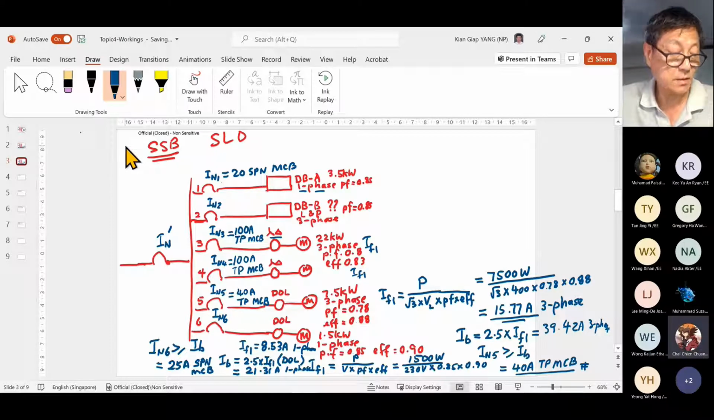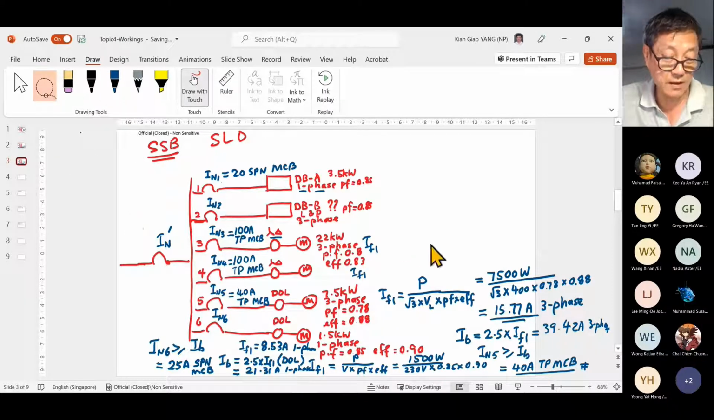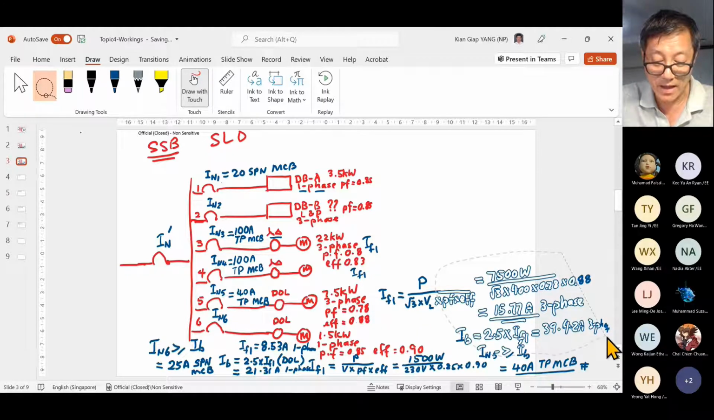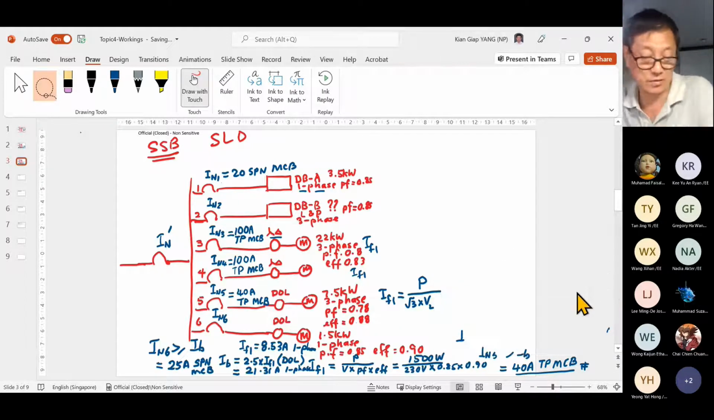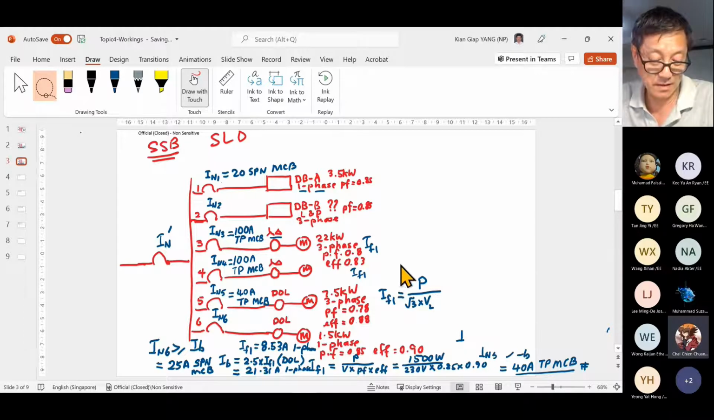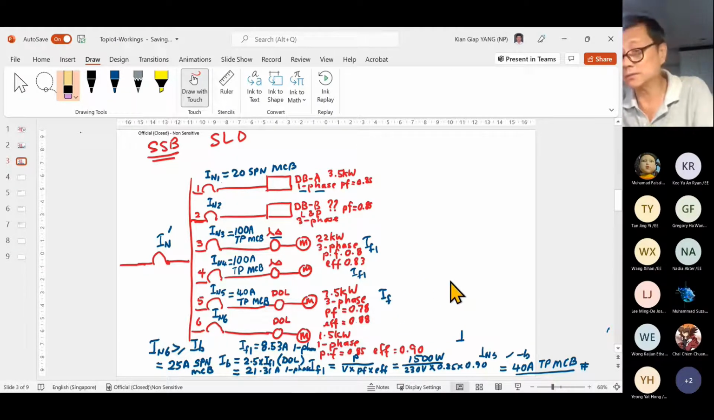Because we add everything up together, right? Yeah, but I cannot add up because... what do you mean by add up? Like all the other powers. Yeah, but I cannot add up because for my circuit number 2, I don't have the power. How to find that one? I think we find IN, right? How to find IN for circuit number 2? Anybody got any suggestion?